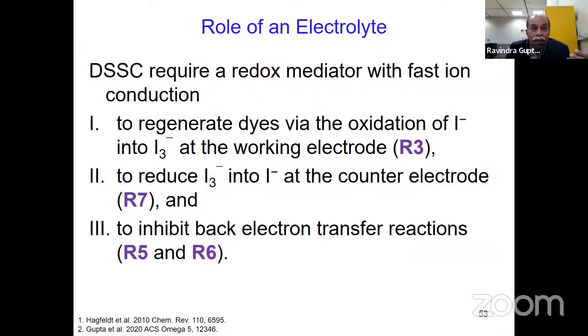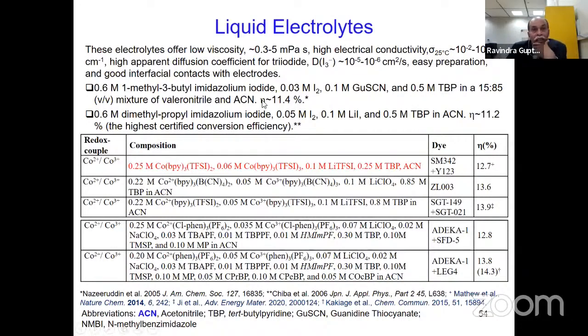And what is the role of electrolyte? It regenerates dyes via the oxidation of iodide into triiodide at the working electrode. It reduces triiodide into iodide at the counter electrode, and it inhibits the back electron transfers, like recombination. We don't want any recombination, which is not good for any type of solar cells. So these are the liquid electrolytes, and we have at present 11.4% for this type of electrolytes. This is iodide triiodide based electrolytes. When we go for the cobalt based electrolytes, efficiency is better than this. Even we have 14, 14.3%.